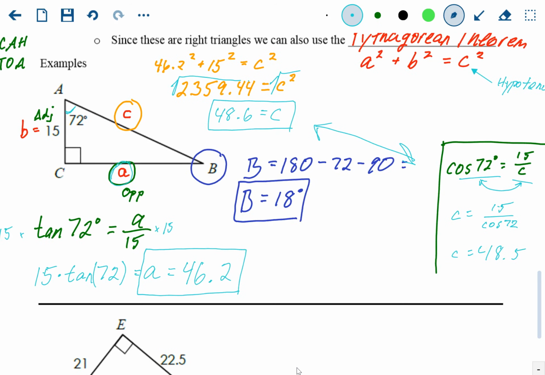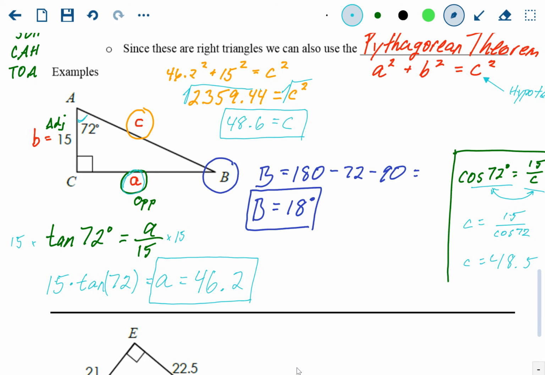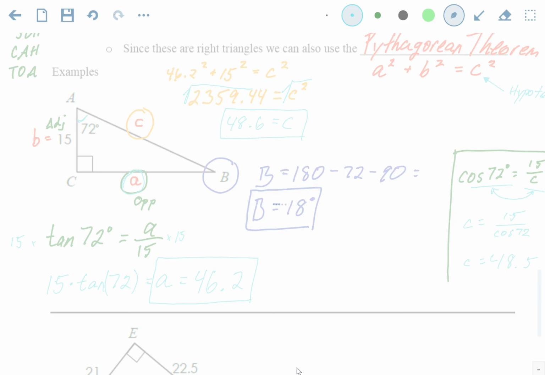So it's up to you if you want to do trig ratios, or if you want to find two sides and use Pythagorean Theorem. Doesn't matter. But that's solving a triangle. We found all the side measures. We were missing two sides, and we found them, A and C, and we were missing one angle, and we found that, angle B.